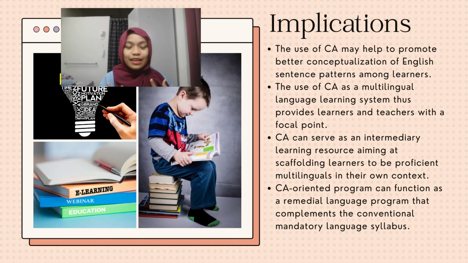And last but not least, let's take a look at the implications that the researchers found at the end of their research. First of all, the use of CA may help to promote better conceptualization of English sentence patterns among learners. The second one, the use of contrastive analysis as a multilingual language learning system thus provides learners and teachers with a focal point. Next, CA can serve as an intermediary learning resource, aiming at scaffolding learners to be proficient multilinguals in their own context.